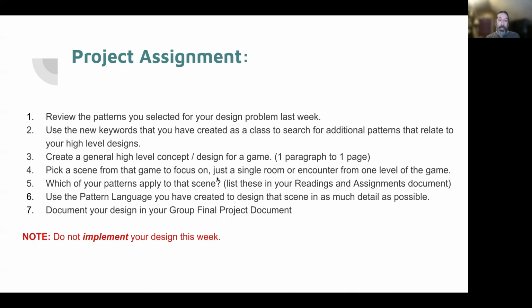Figure out which patterns apply to that scene. Some patterns you selected might apply to the overall game, but not be relevant to your current scene. So you may mark some of them, don't delete them, but you may mark some of them as ones you're not going to use. And then you're going to use the ones that remain to try to design that scene in as much detail as possible, after you've gotten your description, using diagrams, illustrations.